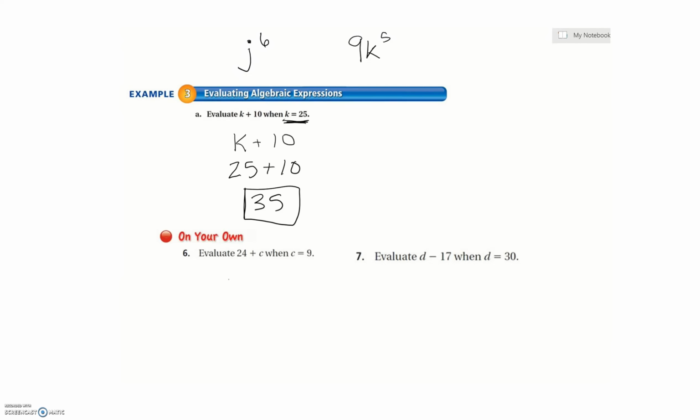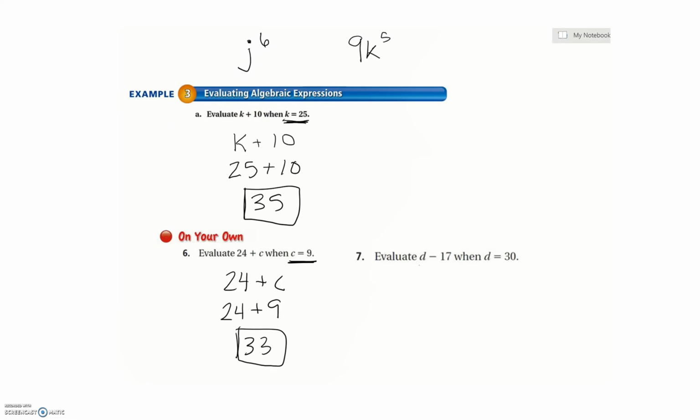Okay, so checking your answers here. So we have 24 plus C. C is 9, so I'm going to have 24 plus 9. You want to add those two together to get your answer. What do you get? 33.